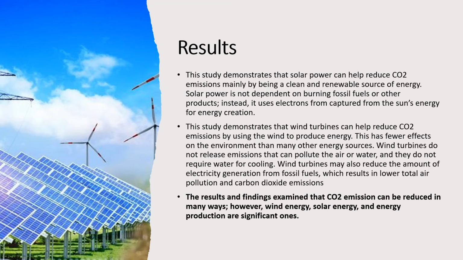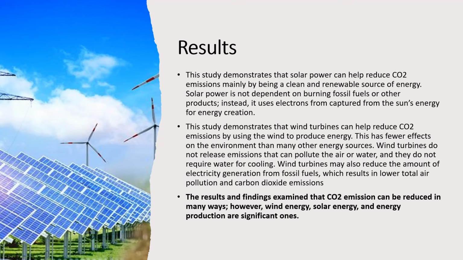So this study and its findings illustrate that solar energy as well as wind energy solutions help in the reduction of CO2 emissions, which is very significant. The results provide a significant relationship between the use of solar energy and CO2 emissions. This study demonstrates that solar power can help in the reduction of CO2 emissions, mainly by being a clean and renewable source of energy. Solar power is not dependent on burning fossil fuels or any other products, but instead uses electrons that are captured from the sun's energy for energy creation.